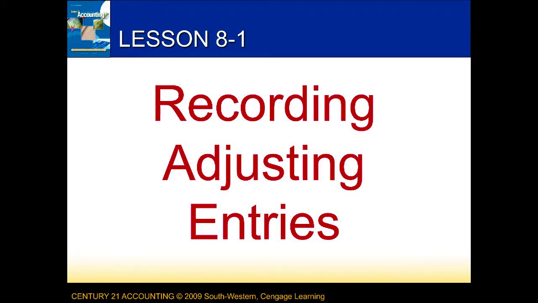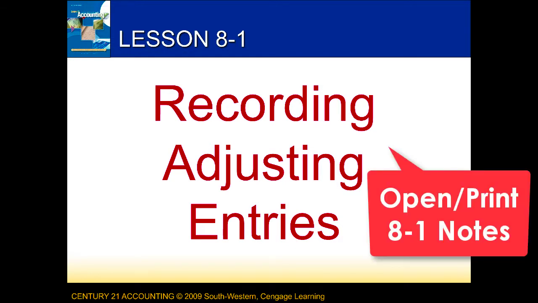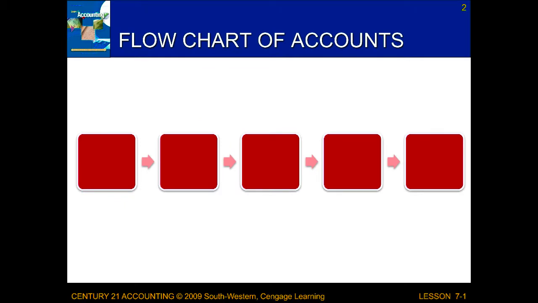We're starting chapter 8, and our first lesson is going to be all about how we go back in our accounting cycle and record our adjusting entries. So make sure that you've either printed or opened your notes so that you can follow along and fill them out. The first thing we're going to go through is this flow chart of accounts again.